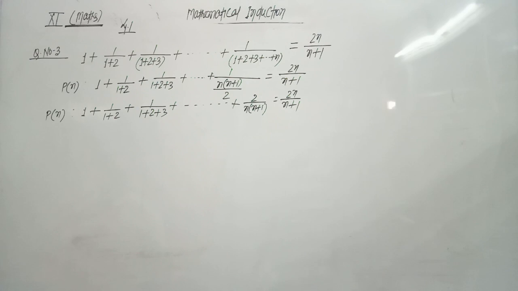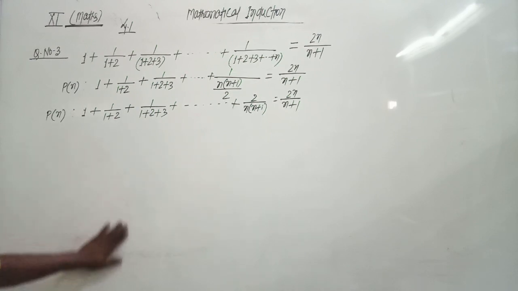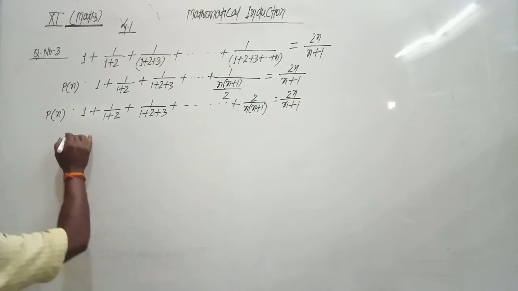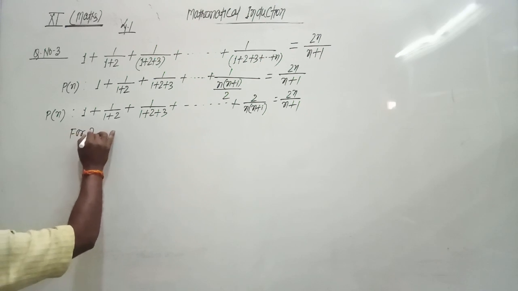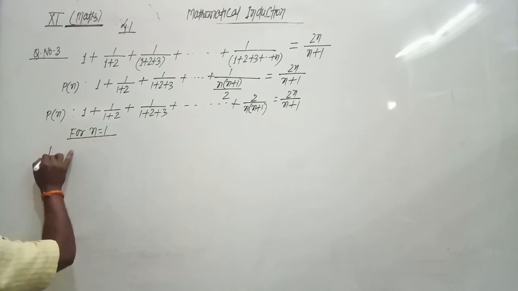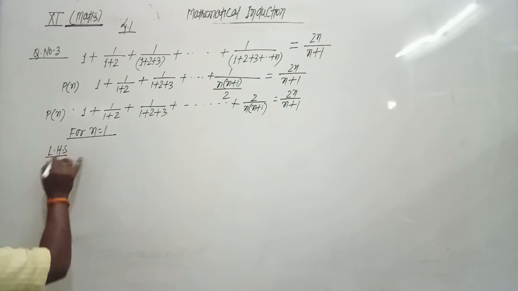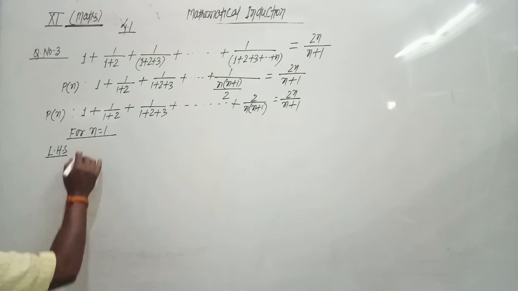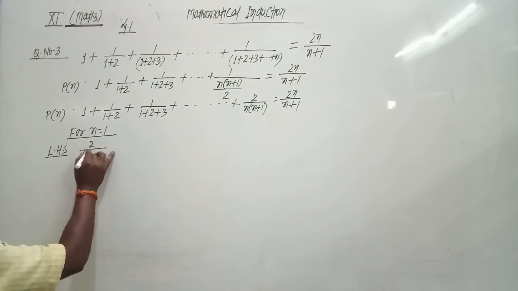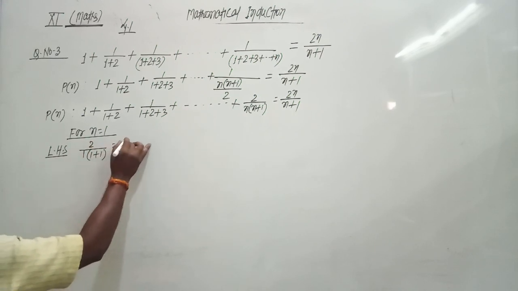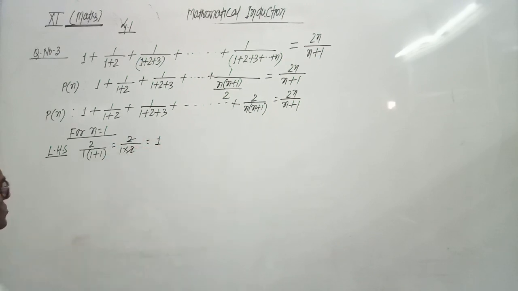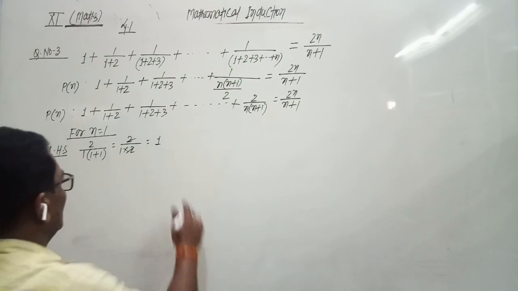Now, in the first step, we make it true for n equals to 1. So here we write for n equals to 1, LHS, in the last term we put the value of n equals to 1. So we get 2 upon 1 into 1 plus 1, that is 2 upon 1 into 2, and which we get 1. So LHS comes to be 1.